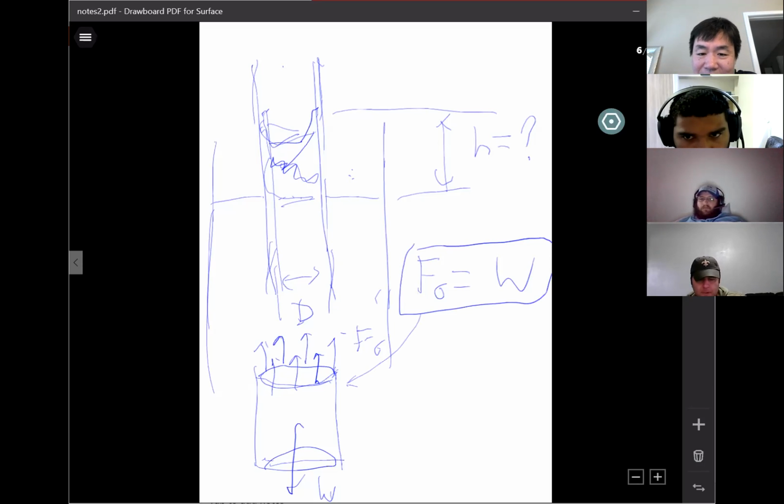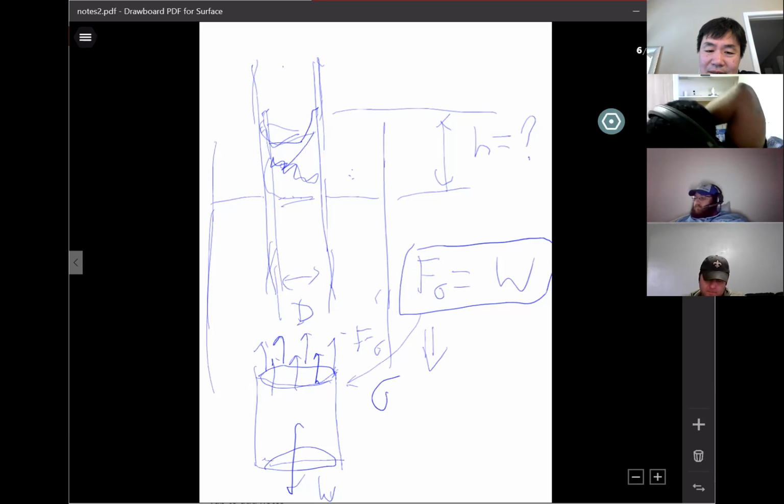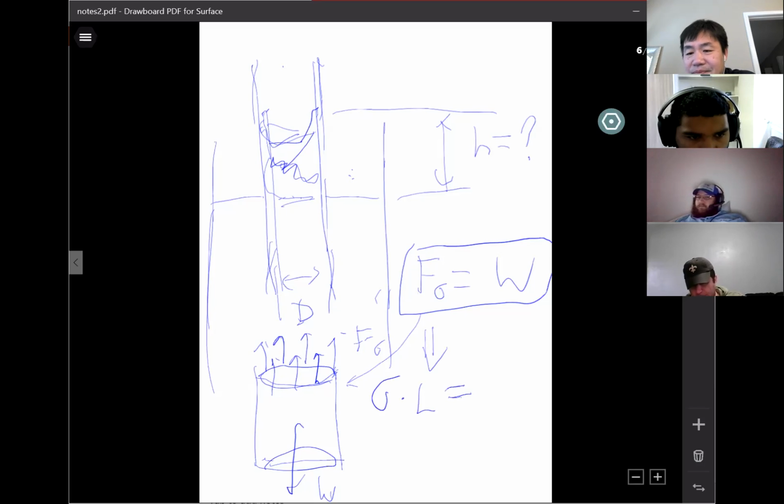So next is to expand these two letters. What is F sigma? What is the equation we learned? Sigma times L. If you're not sure what L is, just write it down here. Okay, what is W? Weight. Can you calculate the weight of this chunk? Do you know the dimension?